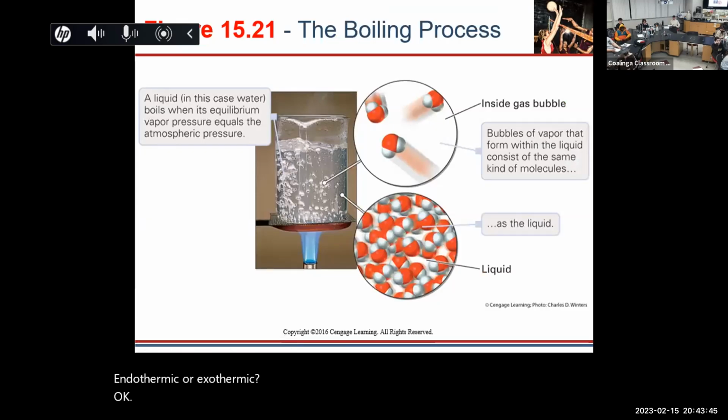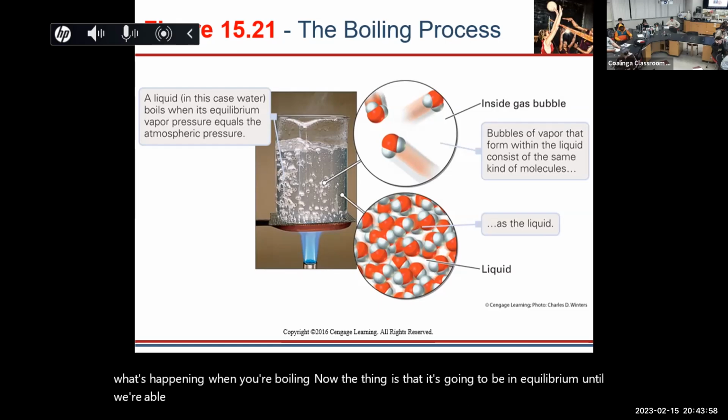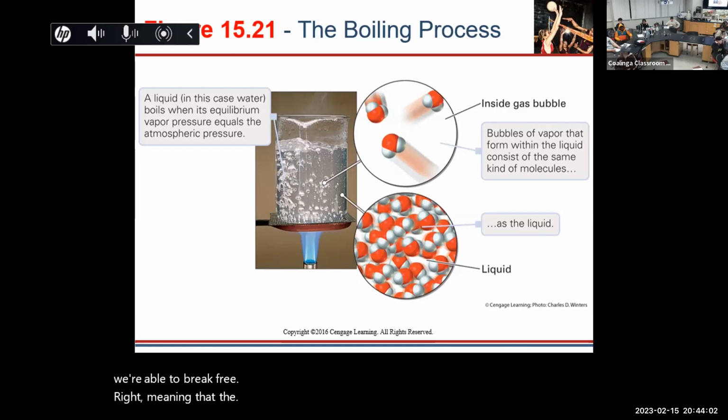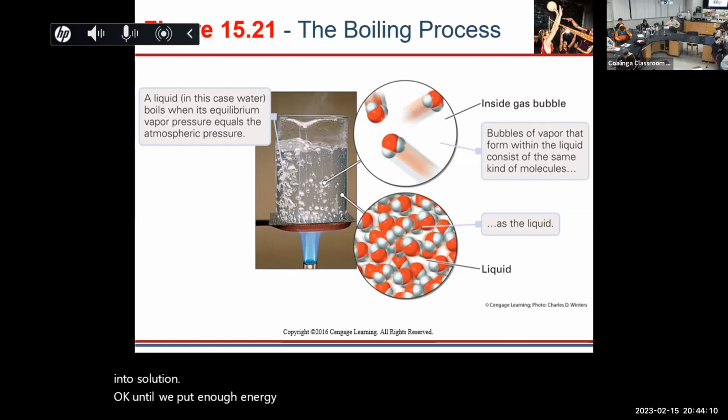Okay, so this is just an example of boiling. It kind of gives you more of a visual of what's happening when you're boiling. Now, the thing is that it's going to be in equilibrium until we're able to break free, meaning that the molecules that are escaping are going to be equal to the molecules that are coming back into solution. Okay, until we put in enough energy to cause it to shoot the other direction.